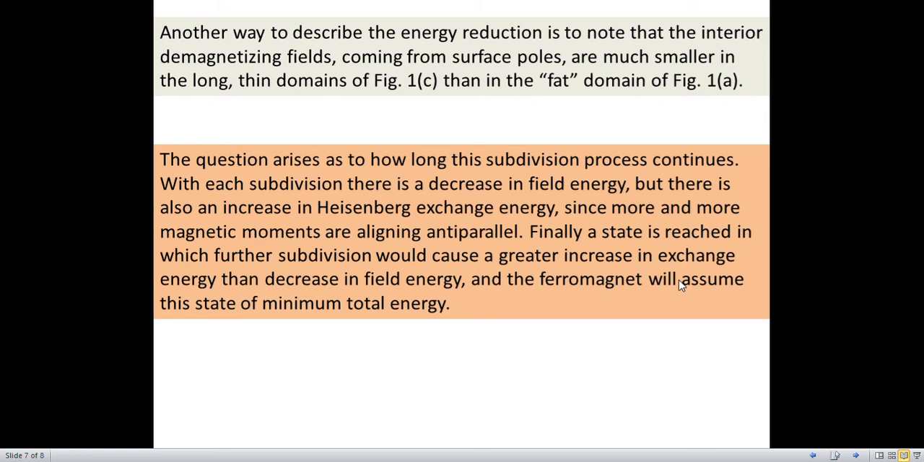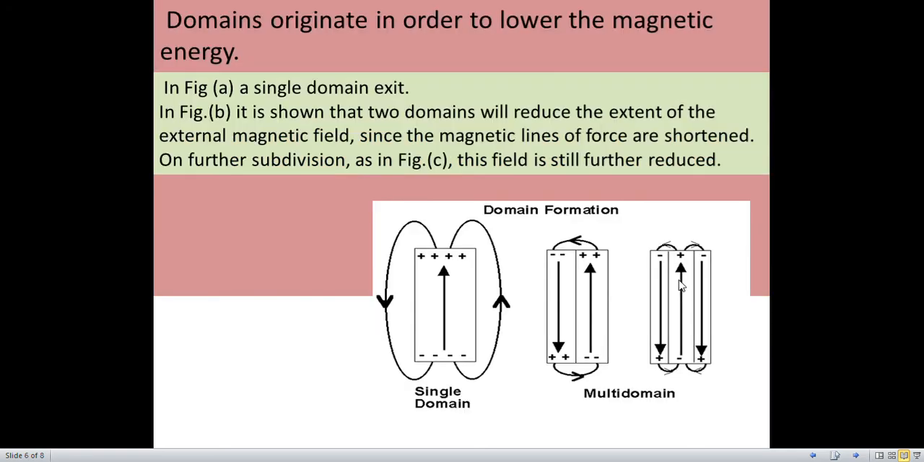Now, when we have to divide a ferromagnetic material into domains, how long should this subdivision process continue? When we are dividing our ferromagnetic material into domains, there will be a decrease in field energy, but there is an increase in Heisenberg exchange energy, because more and more magnetic moments are aligning antiparallel. Here we can see by division antiparallel alignment has been induced. On further subdivision, antiparallel alignment increases more.